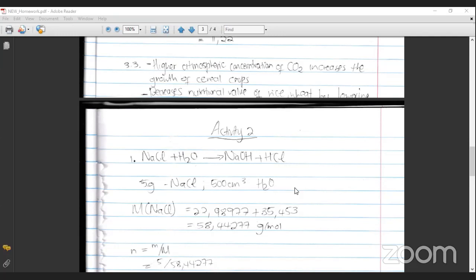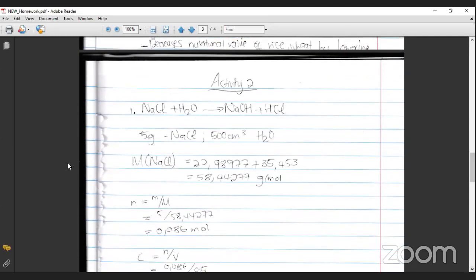We know all the time, the first thing that we have to do is convert what is given into number of moles. And that's where we see there, we've calculated the molar mass of NaCl. And now we find the number of moles. Always, guys, don't forget, first thing you do, convert what is given to number of moles. And this is what we have. So it's going to be 0.086 mole.